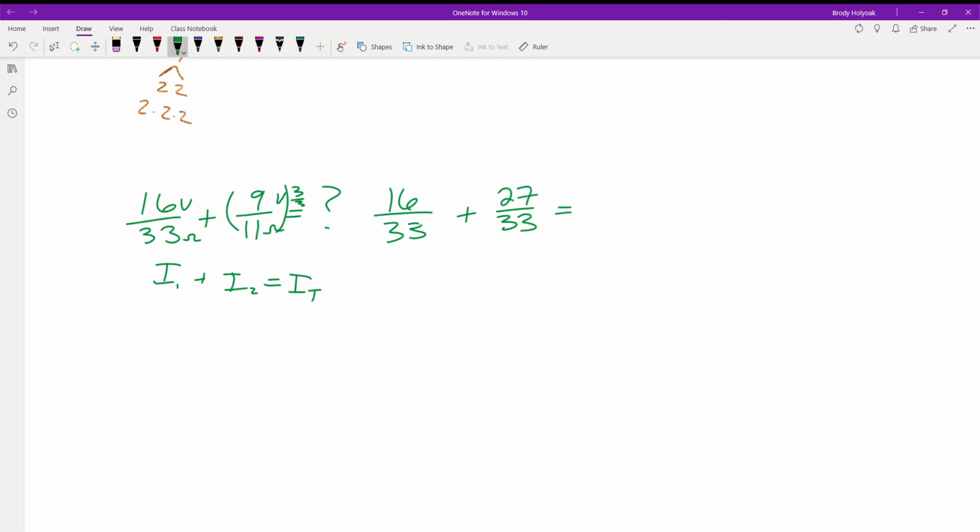Now we have the same denominator, and the cool thing with this is we now have 33, we have 16 plus 27. So we can combine them together even to one fraction. That comes out to be 43. Will that reduce down any farther? No.